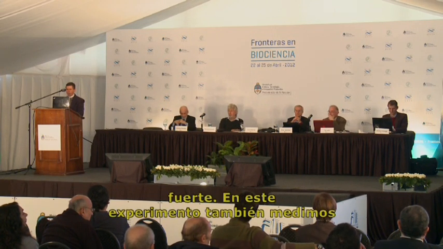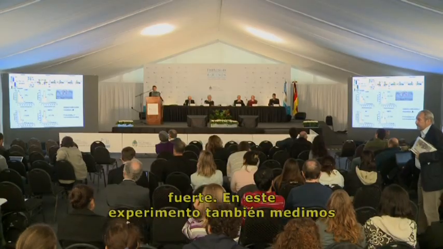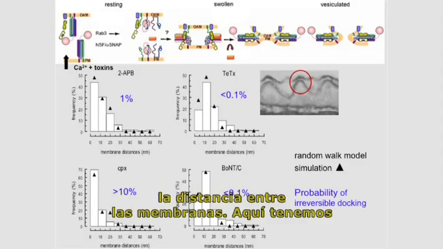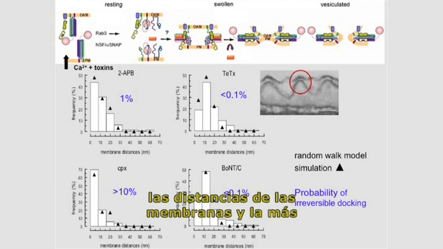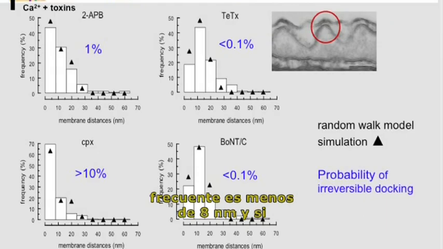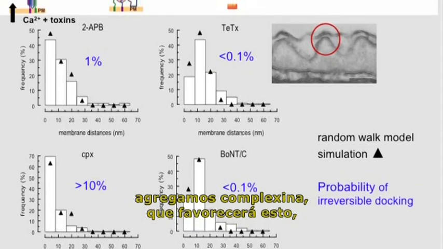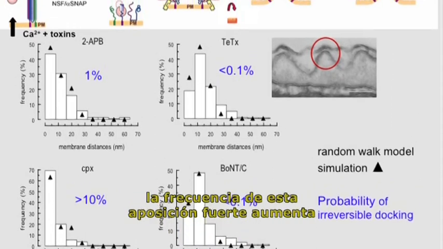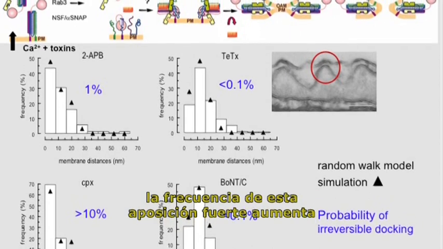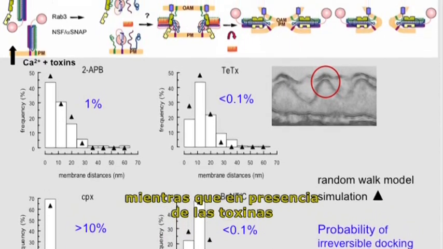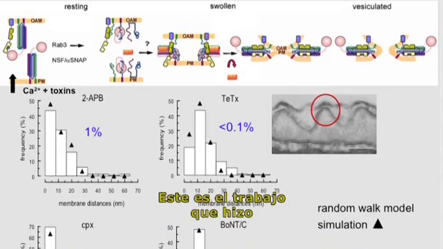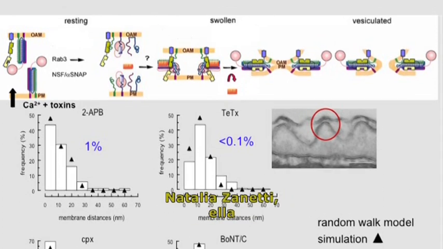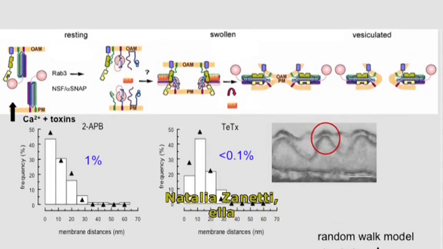That's the experiment. We measure the distance between the membranes, and this is our control. This is a histogram of the frequency of membrane distances, and the most frequent one is less than 8 nanometers. If we add complexin, that would favor this, the frequency of this tight apposition increases. Instead, in the presence of the toxin, it's significantly decreased. And this is the work done by Natalia Zanetti.